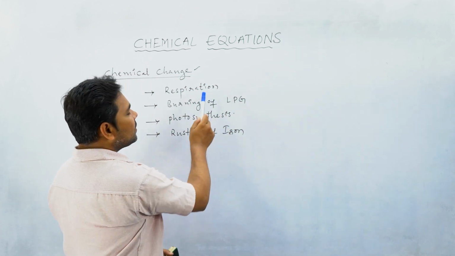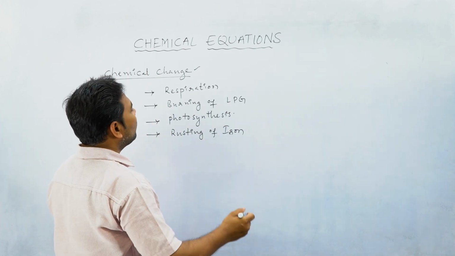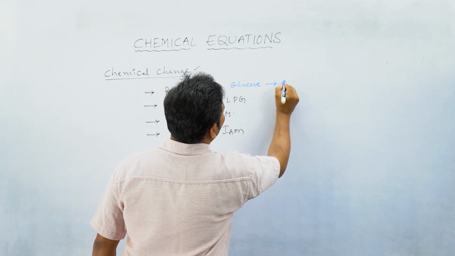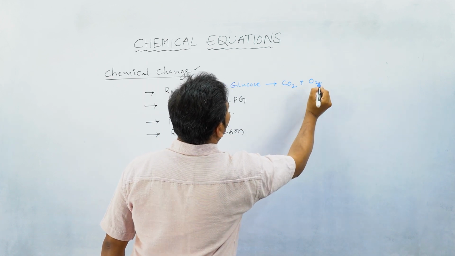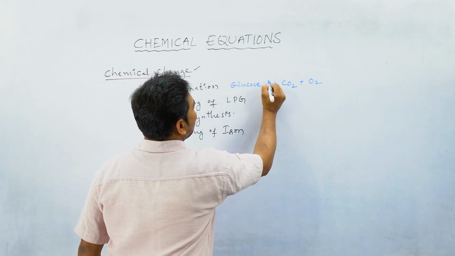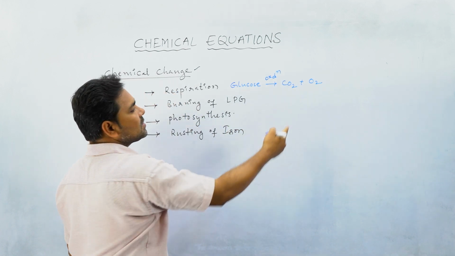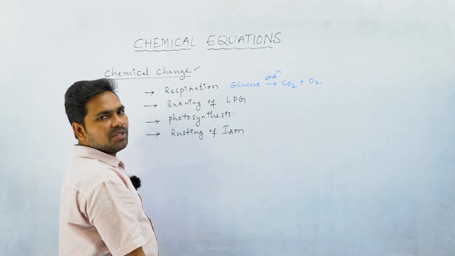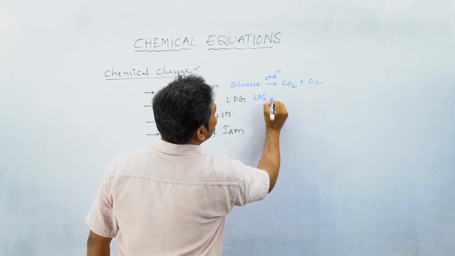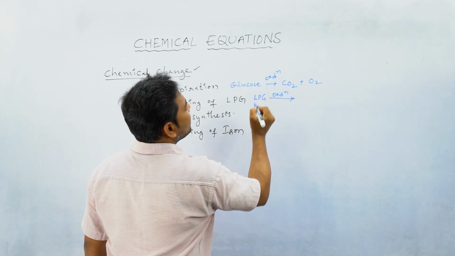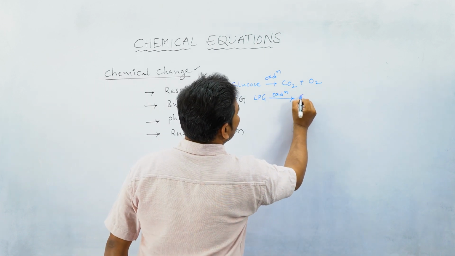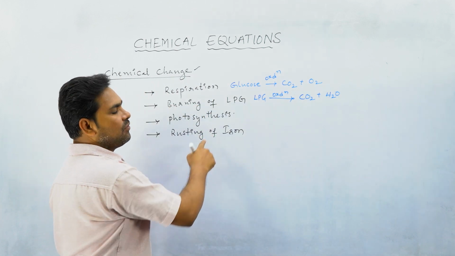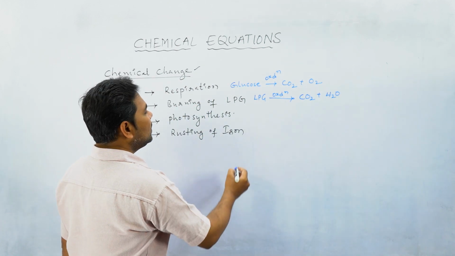For example, respiration. During respiration, what happens generally? The glucose in the body is converted into carbon dioxide and water. Glucose on oxidation produces CO2 and H2O as a result of respiration in the body. Burning of LPG: whenever LPG is burnt, it reacts with oxygen and produces CO2 and H2O. New substances.